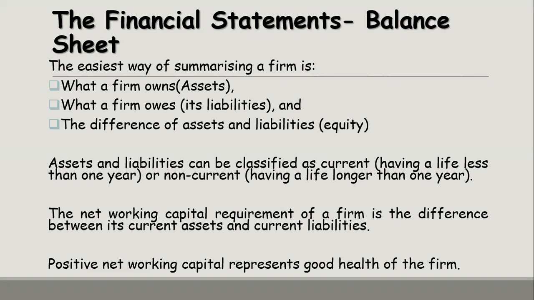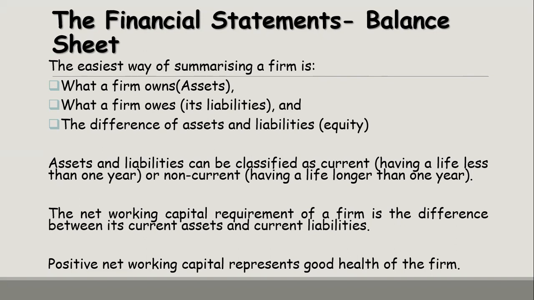Assets and liabilities can be classified as current, having a life less than 1 year, and non-current, having a life longer than 1 year. So it's the segregation of assets and liabilities related to a firm. The net working capital requirement of a firm is the difference between the current assets and current liabilities. We also call it a short-term requirement because of having a life less than a year.